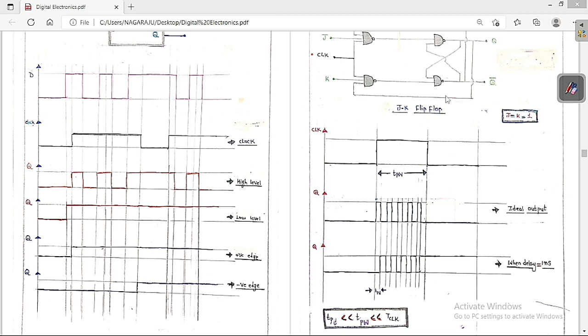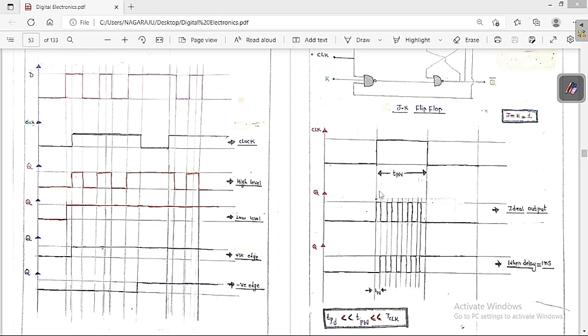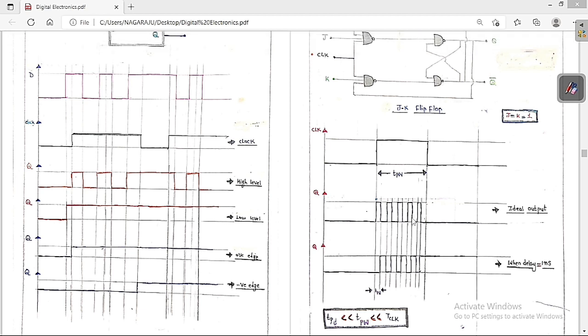So we can say whenever you keep J is equal to K is equal to 1 and clock is equal to 1, the output is going to change very fast like a super fast express. It is going to change continuously. This is called a turbulent condition or race around condition. This is the ideal output. If there is some delay, we have to shift the signal by a small amount. This is called the propagation delay. Propagation delay is always lesser than the pulse width, and the pulse width is lesser than the clock period. This is the point that you always have to keep in your mind.